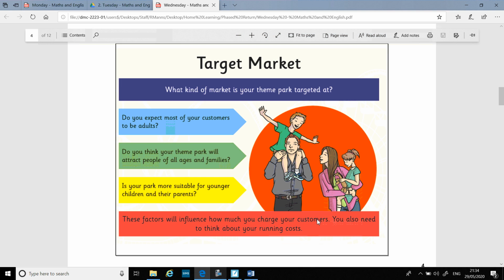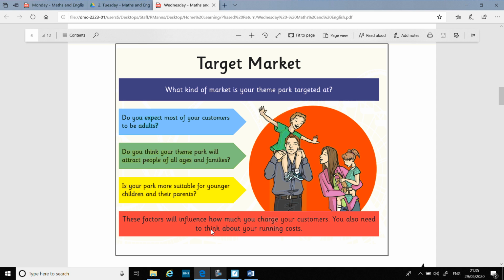So, target market. What kind of market is your theme park targeted at? Do you expect most of your customers to be adults? Do you think your theme park will attract people of all ages and families? Or is your park more suitable for younger children and their parents? It depends what you've got in your theme park, really.